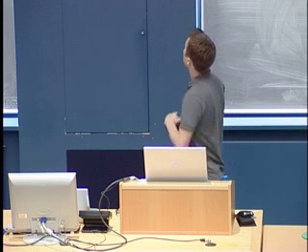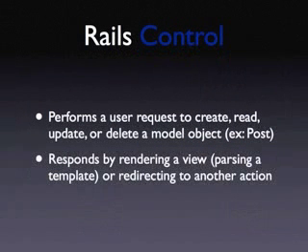Right, the Rails controller, which is the first place the request goes, is where you perform something, which is usually a CRUD operation: create, read, update, or delete a given model object. And model objects are the things in the system that you're trying to model, which, in Basecamp's example, are things like posts, comments, authors, projects, and so on.